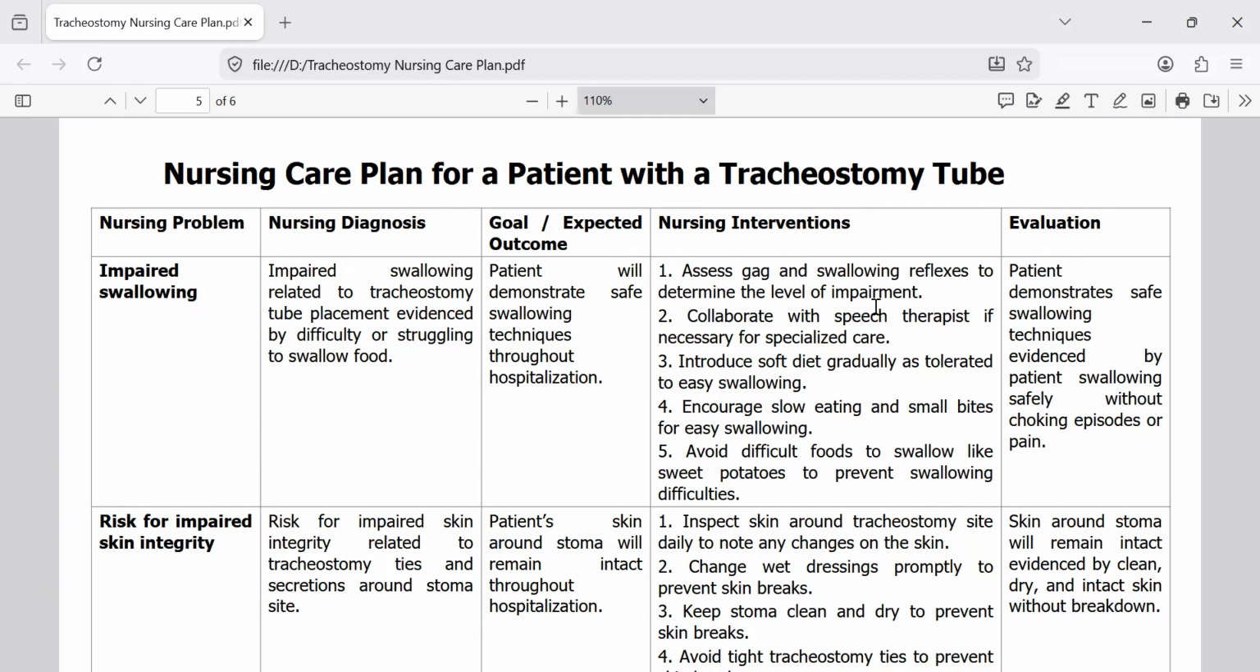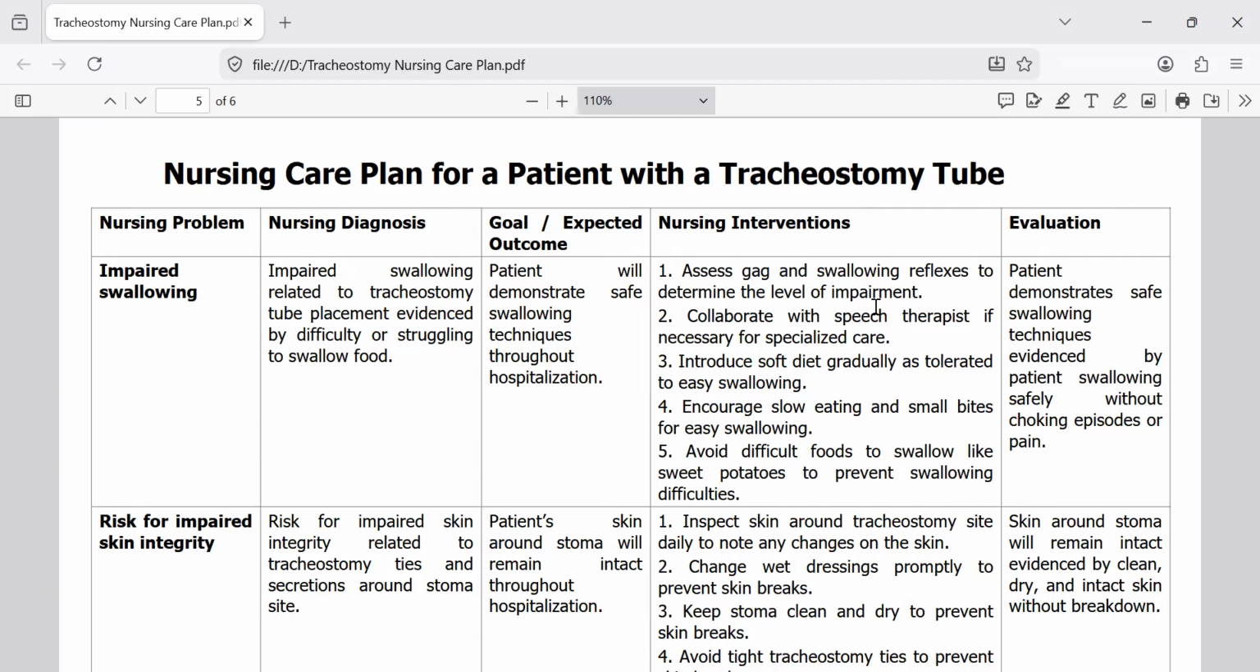Number 2, I will collaborate with a speech therapist if necessary for specialized care. So this one can be here under swallowing, or it can be on communication. So a speech therapist can also help us in this instance, because remember, when we're talking about impairment in speaking, we spoke about the larynx. Here we're talking about the esophagus. All those parts are found on the neck, almost at the same region.